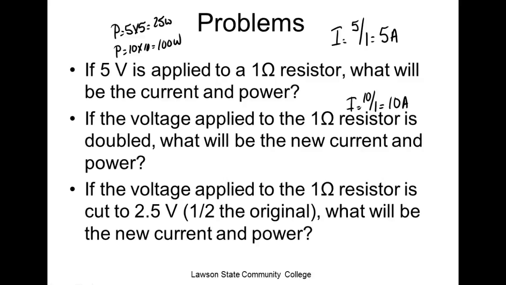If the voltage applied goes down, so up here I had 5 amps. I'm on half the voltage. So I would be equal to V over R. So now it goes to 2.5, right? Y'all understand that? Then when I calculate my power, that's going to be power is equal to 2.5 times 2.5.